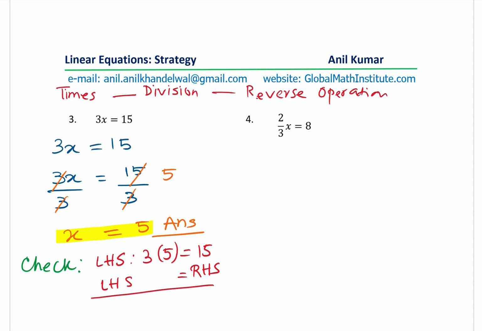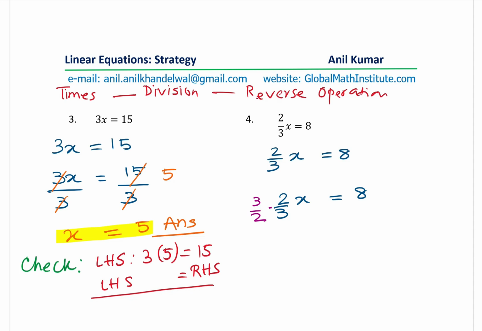So once again, the next question here is 2 over 3 x is equal to 8. Now what is the reverse of 2 over 3? So let's look into it. We have 2 over 3 x equals 8. The reverse is 3 over 2. If I multiply this by 3 and divide by 2, I get rid of the coefficient of x.